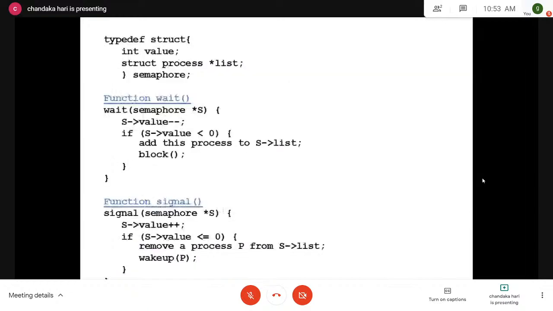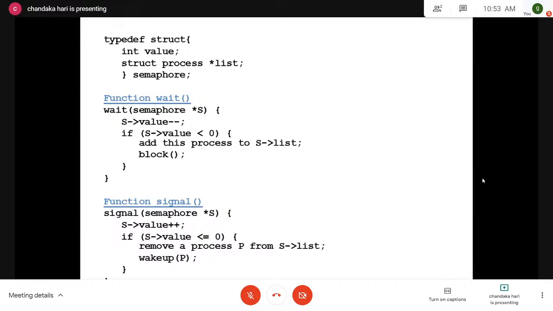Now we're going to see how to implement the piece of code. I'm simply defining a structure: a value and the list of processes that are waiting for this particular semaphore variable. I have defined it as a semaphore. Now the wait is implemented like this.